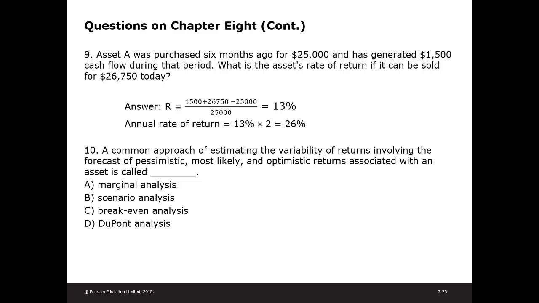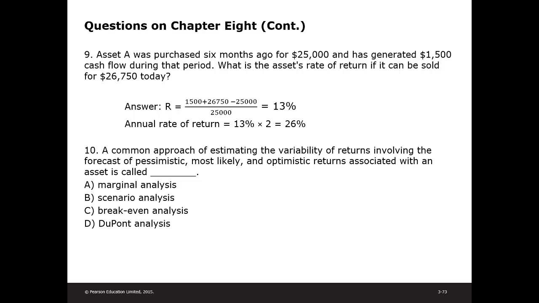So first we will calculate the rate of return as usual: the cash flow, which is 1,500, plus the difference between the ending price minus the beginning price, divided by the beginning price, which will give us 13%. Then to convert this semi-annual rate to an annual rate of return, we will multiply it by 2. So the annual rate of return will be 13% multiplied by 2, which is 26%. Great.